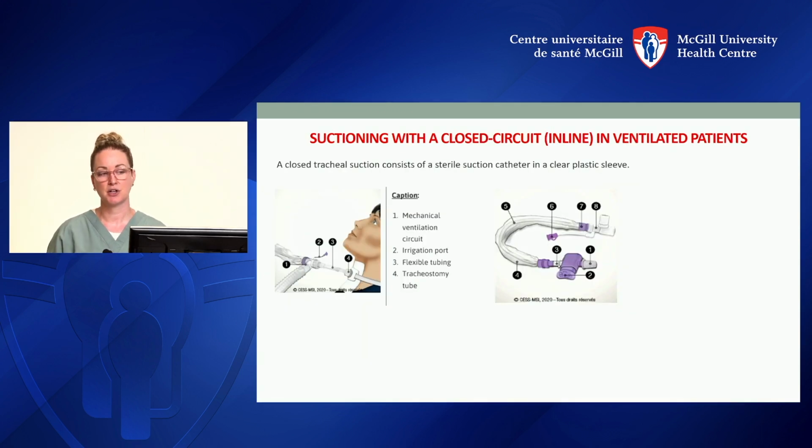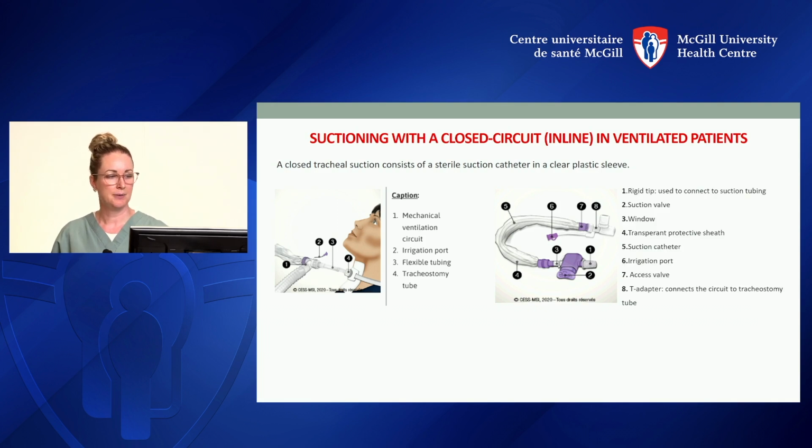So this is suctioning with a closed circuit, so inline for your ventilated patients. A closed tracheal suctioning system consists of a sterile suction catheter in a clear plastic sleeve. So you'll see with the numbers. Number 1, that's the mechanical circulation circuit. Number 2, the little thing that kind of comes out, that's an irrigation port. Then you have your flexible tube that's attached to the tracheostomy tube.